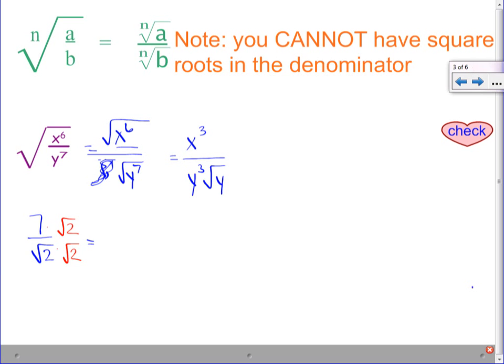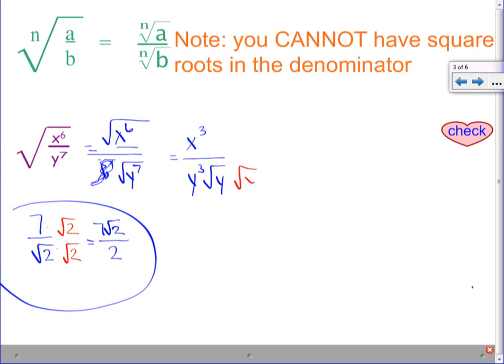What do we get on the top? 7 root 2. What about down here? 2. We get square root of 2 times square root of 2 is square root of 4, which is 2, and you no longer have a root on the bottom. So we're going to use that same idea up here. How can we get rid of this root y? Multiply by what? Root y.